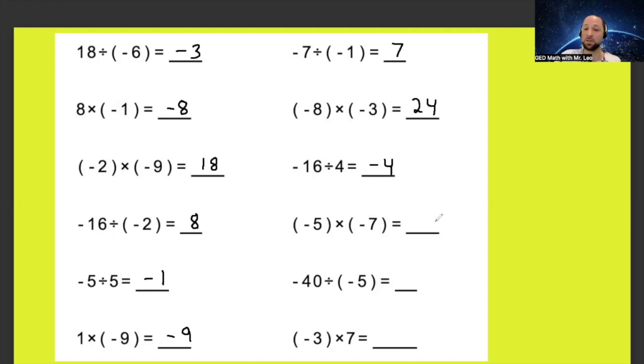Here we have a multiplication with a double negative. The two negatives cancel out. It will be positive. 5 times 7 is 35. Final answer.